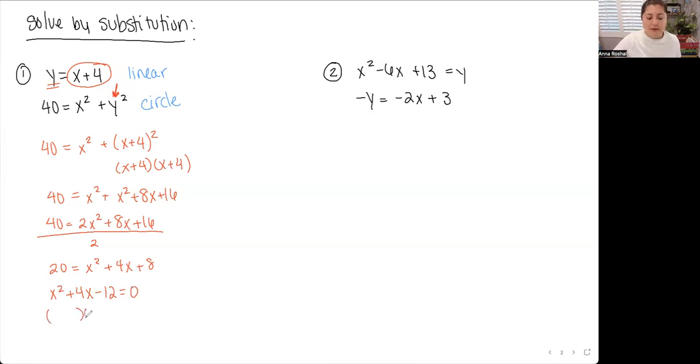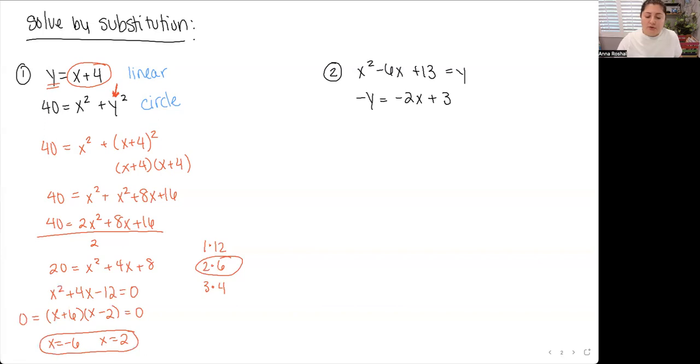And then I can go in and factor. So my factors of 12 are 1 and 12, 2 and 6, 3 and 4. So I know that 2 and 6 will work out. So I'm going to have positive 6, negative 2. I'm going to set each of these equal to 0. So x is going to be negative 6 and x is going to be positive 2.